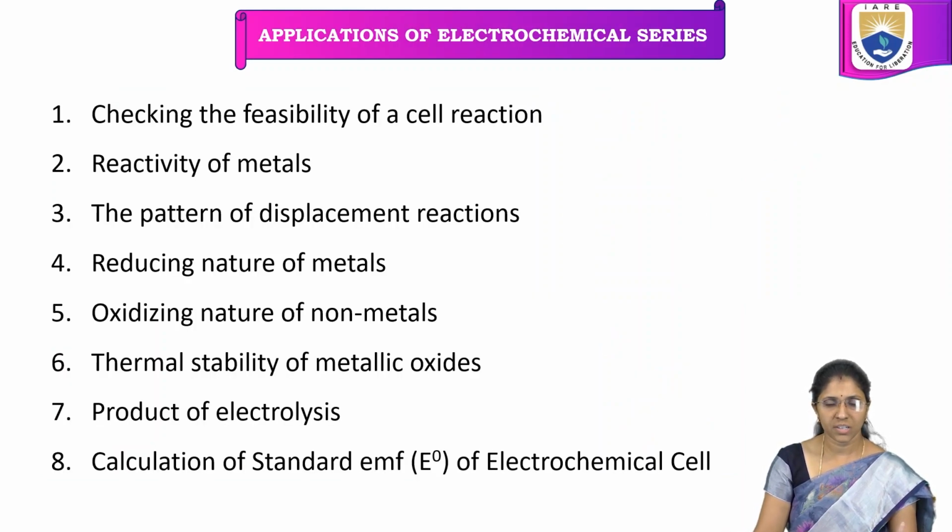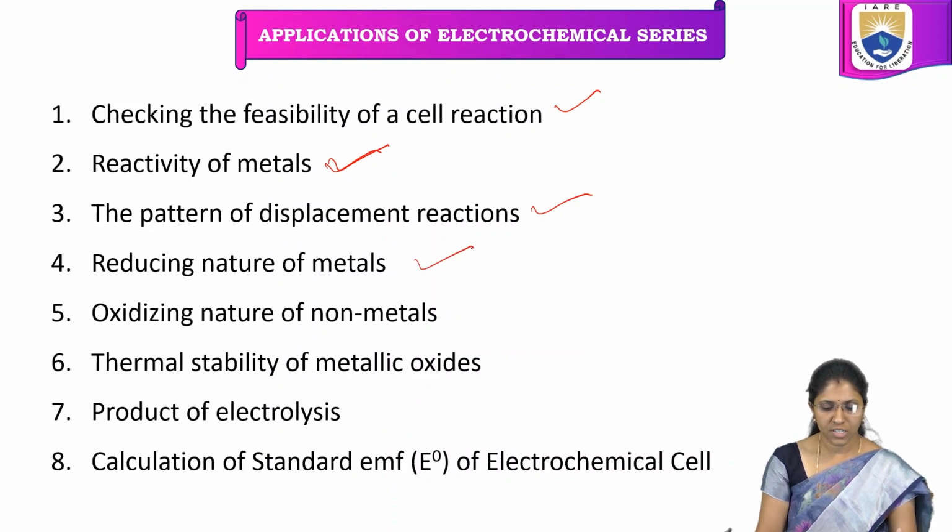Now, the applications of the electrochemical series. The first application is checking the feasibility of a cell reaction. Second is the reactivity of metals. Third is the pattern of displacement reactions. Fourth is the reducing nature of metals. Also, we can measure the oxidizing nature of non-metals, the thermal stability of metal oxides, the product of electrolysis, and the calculation of standard EMF, that is E0, of an electrochemical cell. So these are the applications of the electrochemical series. We will understand them one by one.